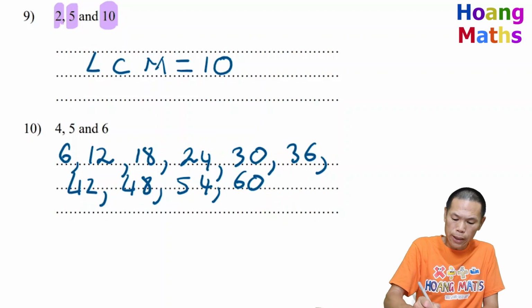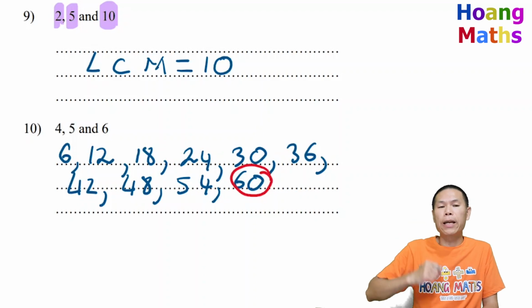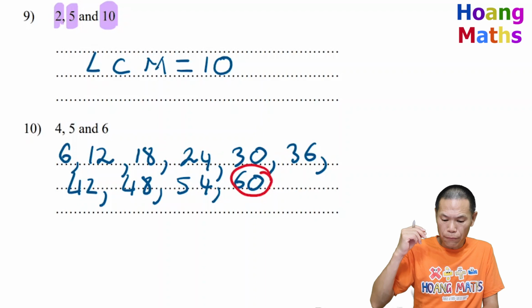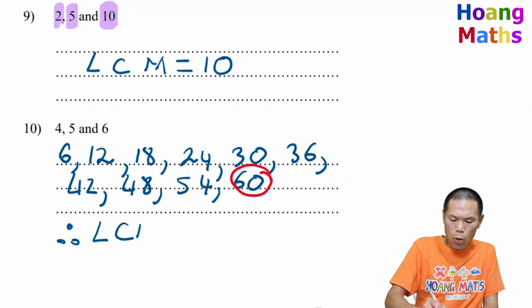So there you go. 60 is a multiple of 4 because if you halve 60, it gives me 30. Half again gives me 15. So 15 times 4 is 60. And 60 is a multiple of 5. Therefore, the lowest common multiple of 4, 5, and 6 is 60.